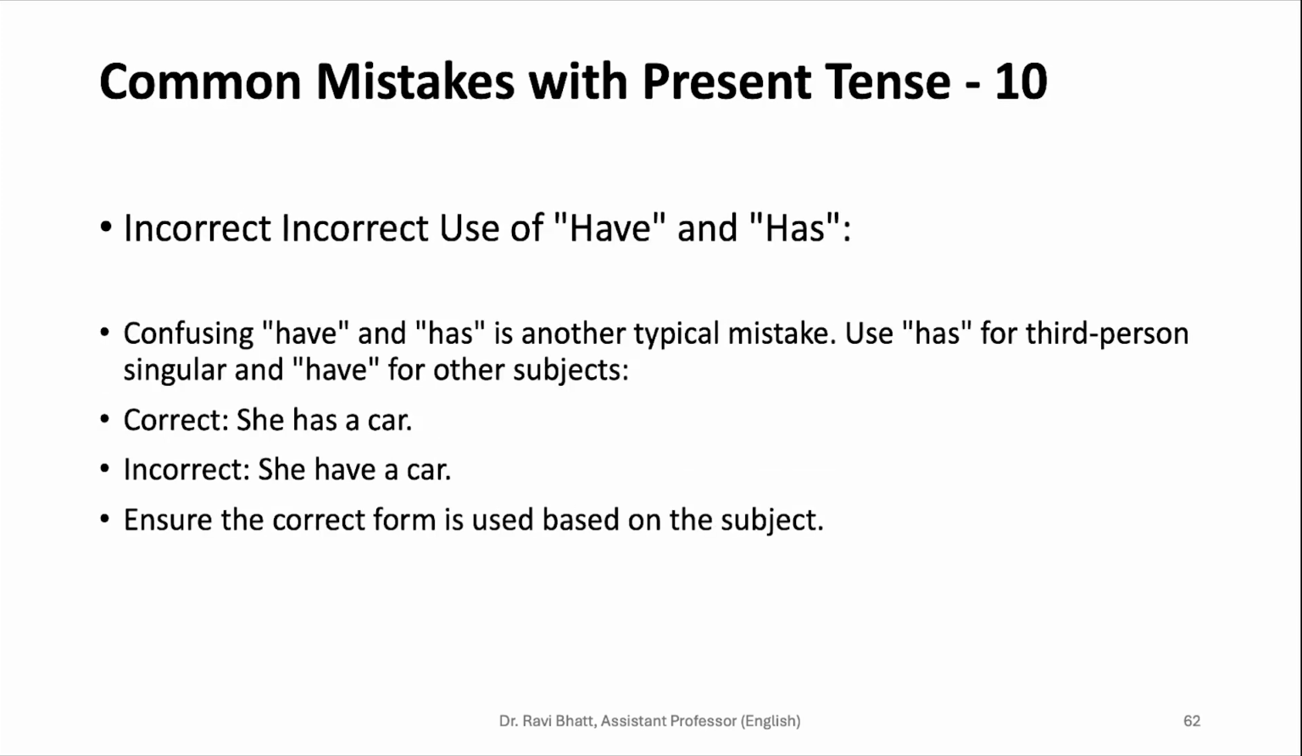Now, the next mistake that is often committed is the difference between the use of have and has. Another very typical mistake which even seasoned people make. Even those who have very good command over the English language often commit mistakes with has and have. Use has for third person singular and have for other subjects. So I can never say "she have a car." I'll always have to say she has a car. Please ensure that the correct form is used based on the subject.